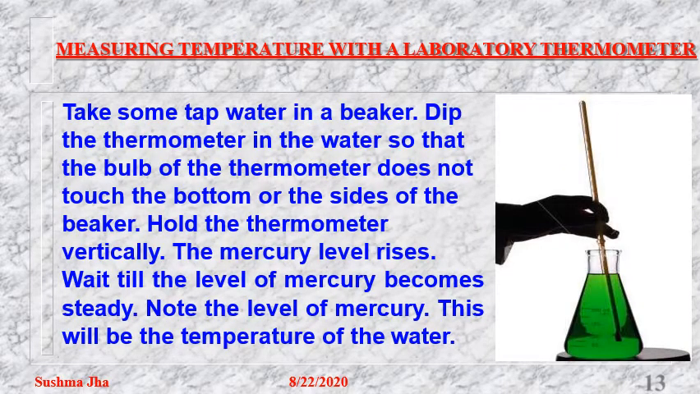So how to measure the temperature with this big laboratory thermometer? Take some tap water in a beaker. Dip the thermometer in the water so that the bulb of the thermometer does not touch the bottom or the side of the beaker. Hold the thermometer vertically. The mercury level rises. Wait till the level of mercury becomes steady. Note the level of mercury. This will be the temperature of the water.